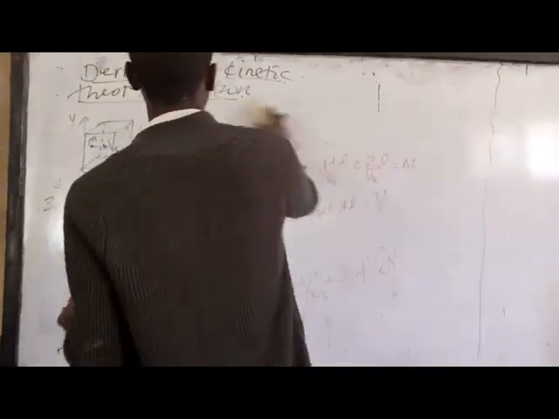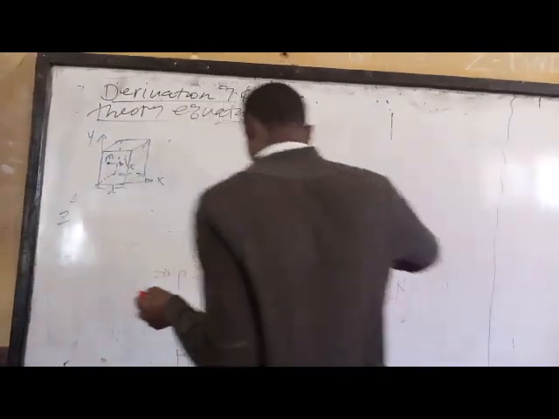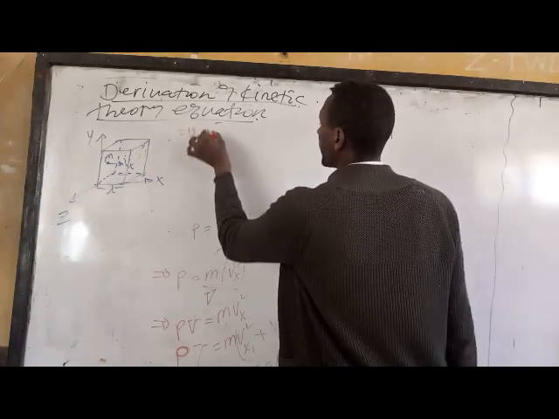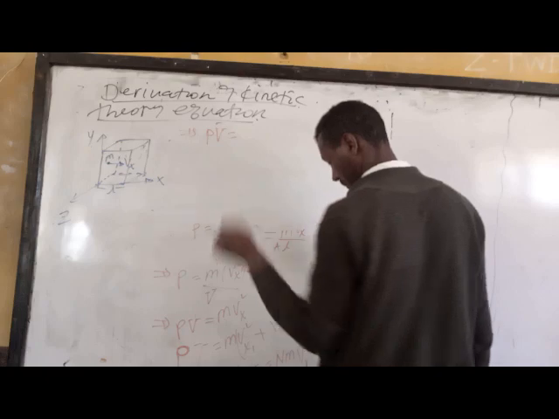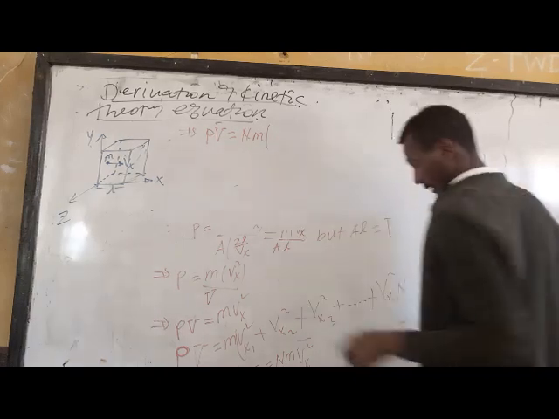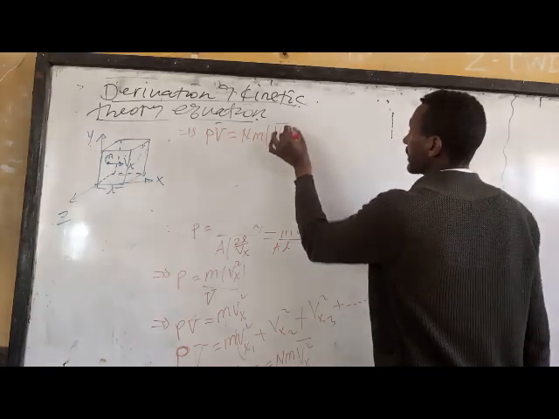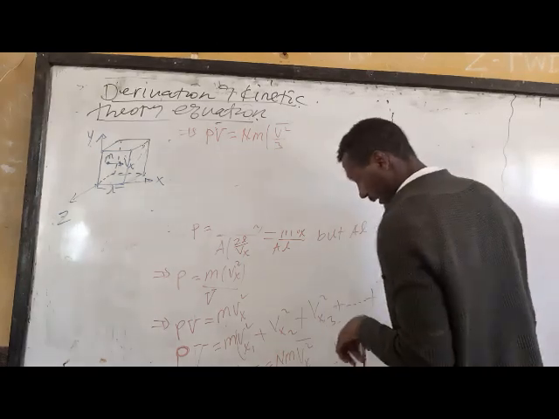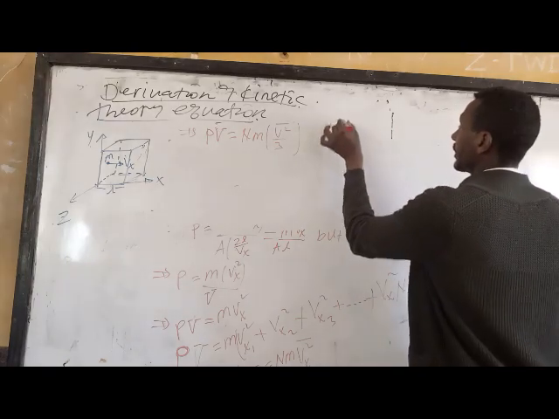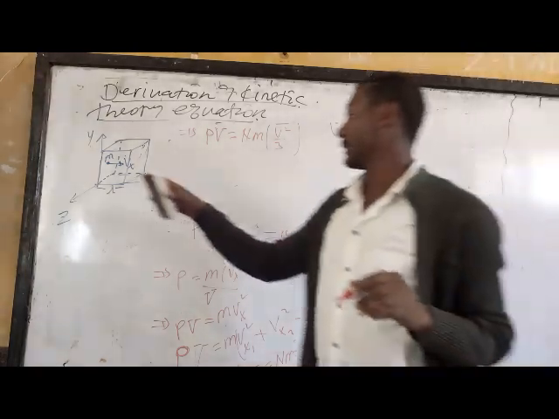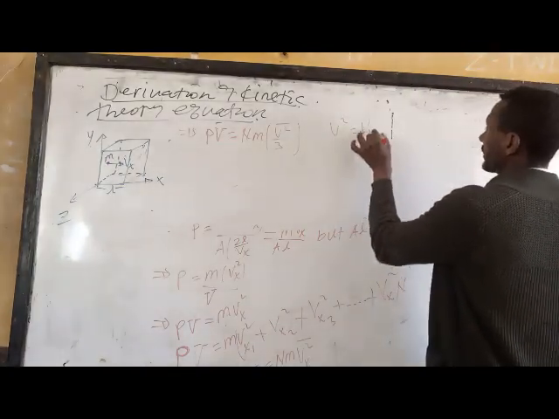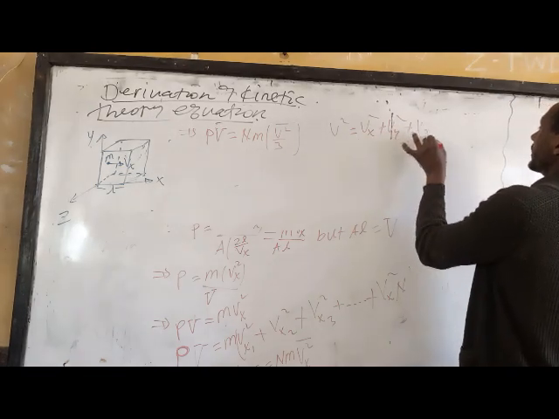Okay, let's continue. This implies PV is equal to N times m times V squared average over 3. This 3 comes from V squared average. Since the particle moves in space, it has x, y, and z components. Therefore, V squared is equal to Vx squared plus Vy squared plus Vz squared.